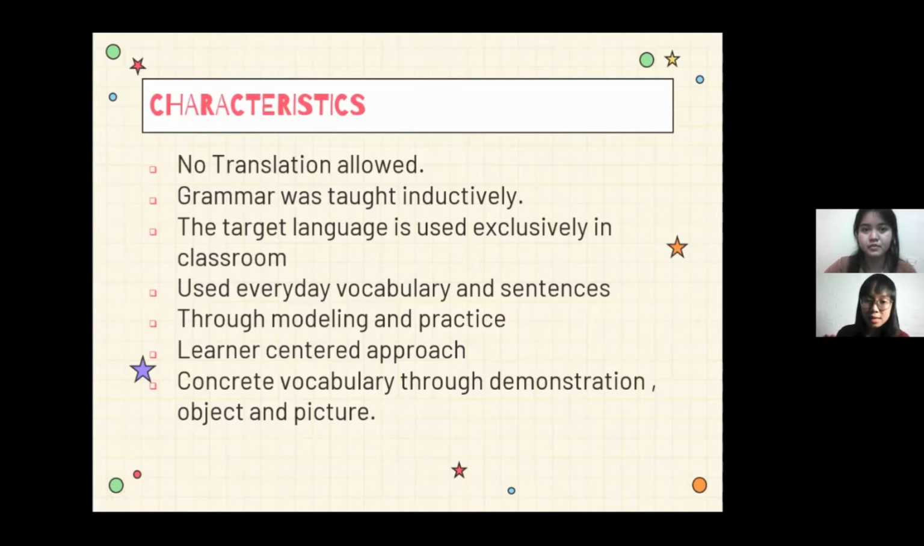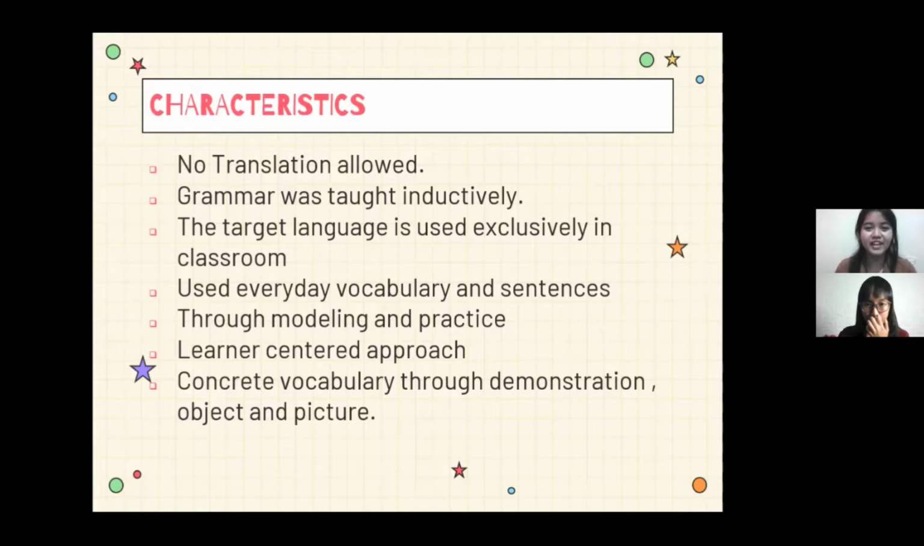So next is learner-centered approach. So this method is more direct to a student-centered approach. Students are required to learn using language from the beginning of the learning. And the last is concrete vocabulary through demonstration, object, and also pictures. Okay, that's all my explanation about the definition and characteristic of direct method. So for the next material will be explained by my friend Intan. For Intan, time is yours.